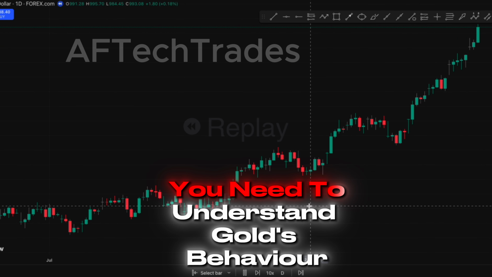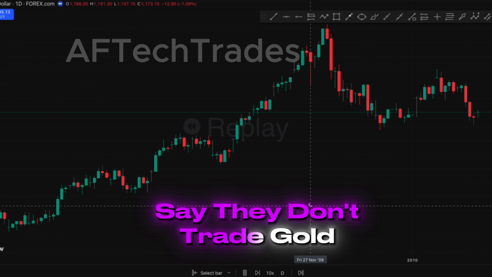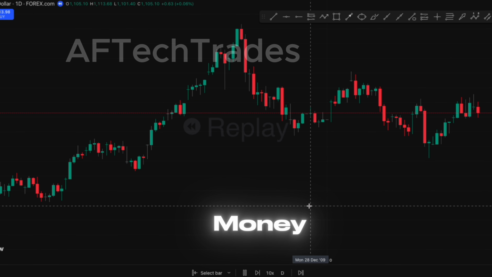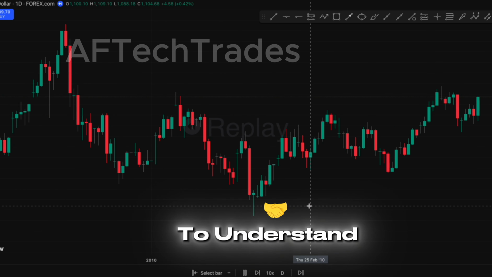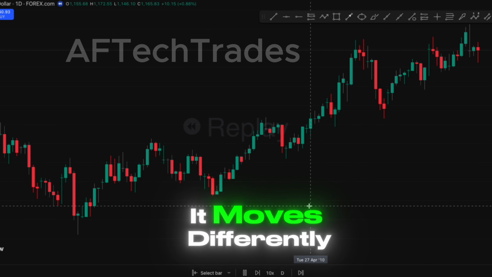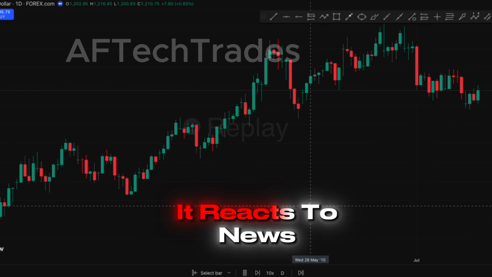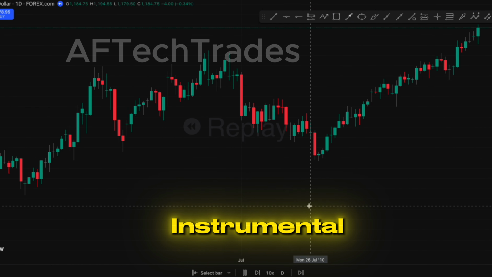Well, in gold, you need to understand gold's behavior before you start trading gold. You see, a lot of people say they don't trade gold because they are scared of losing money. But that's not the fact. The major thing you need to do is to understand gold's behavior. Gold is fast. It moves differently from forex pairs. It reacts to news, liquidity sections, and external levels.